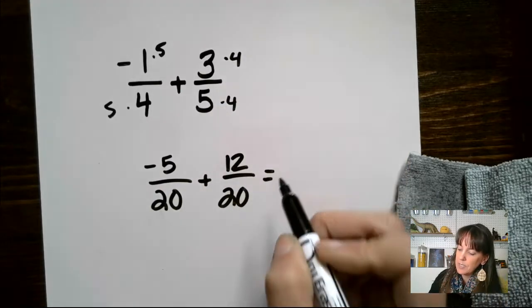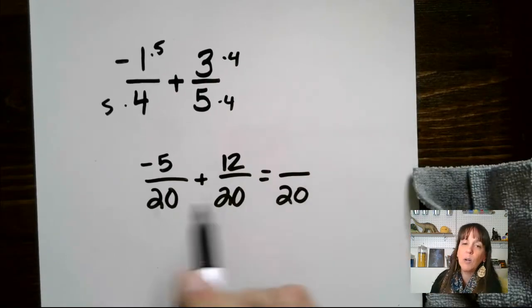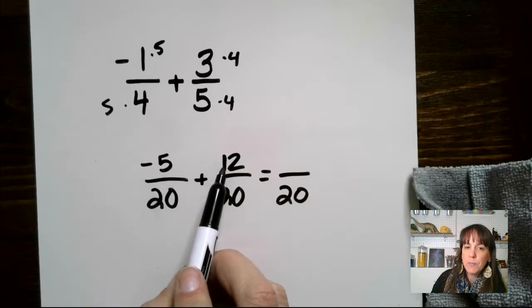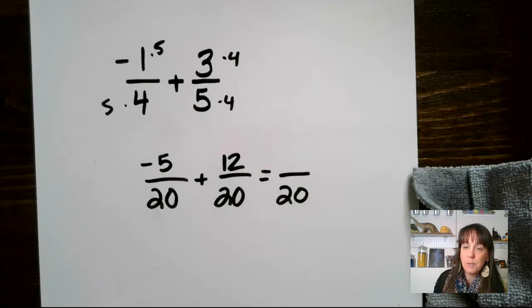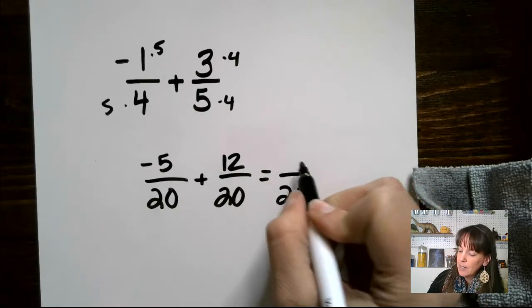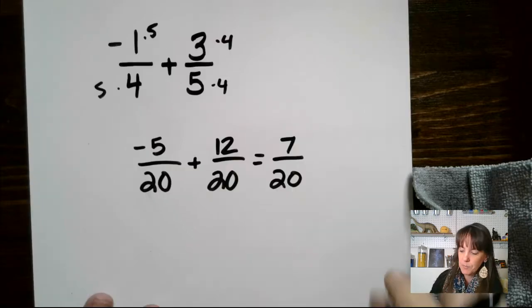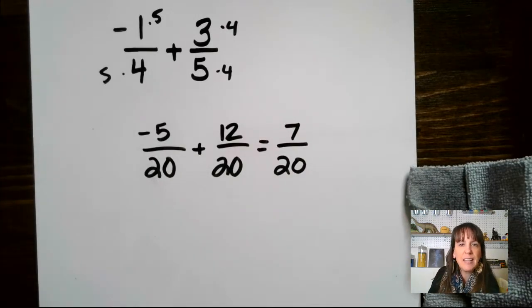We look at this and we say, okay, how many 20s are we going to have now? Which team is larger? It looks like our positive team, so our answer is going to be positive. And by how many? By 7. All right. If you have any questions, let your teacher know.